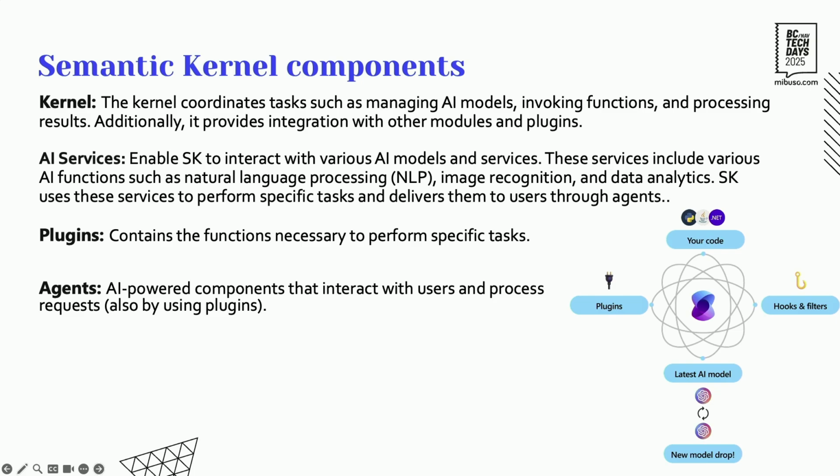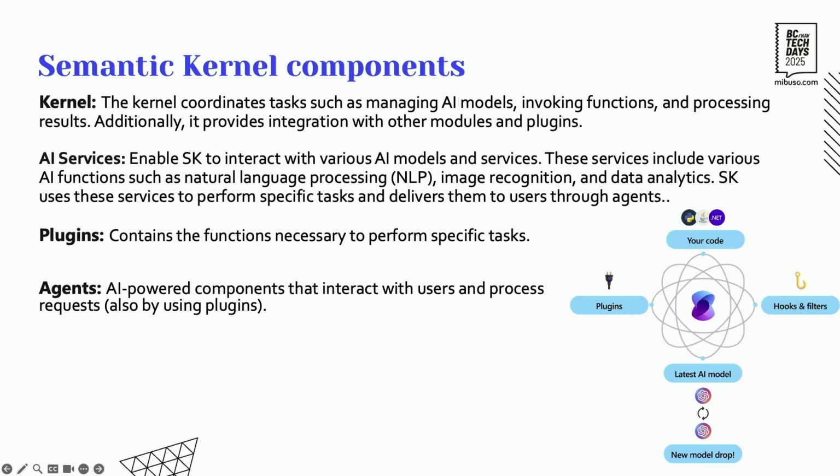Semantic Kernel is a framework composed of 4 main components. The first is the kernel. The kernel is what coordinates all the AI tasks that you define, and it is the main building block of this framework. Then there are the AI services.